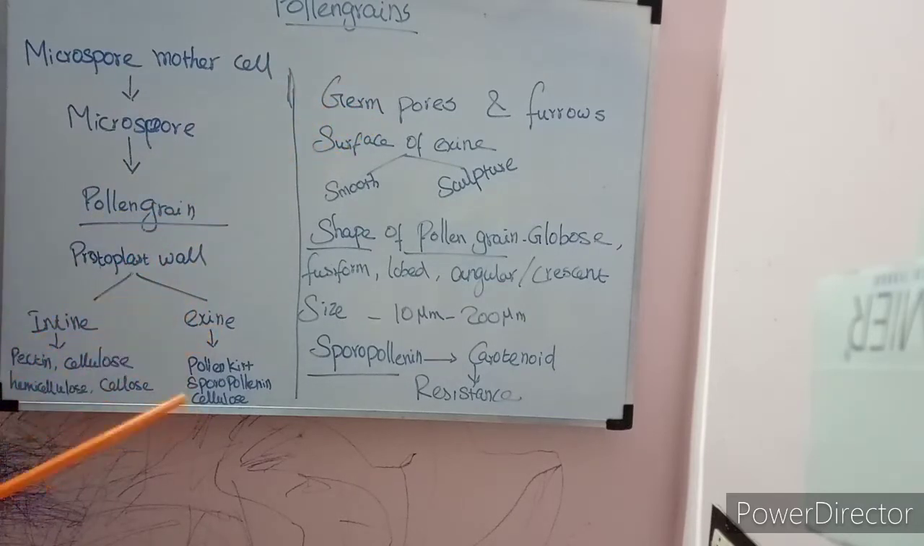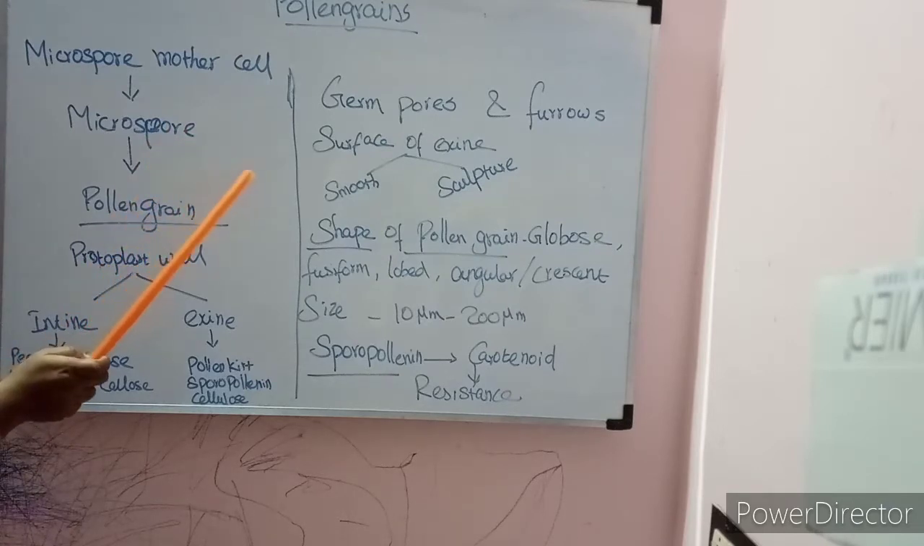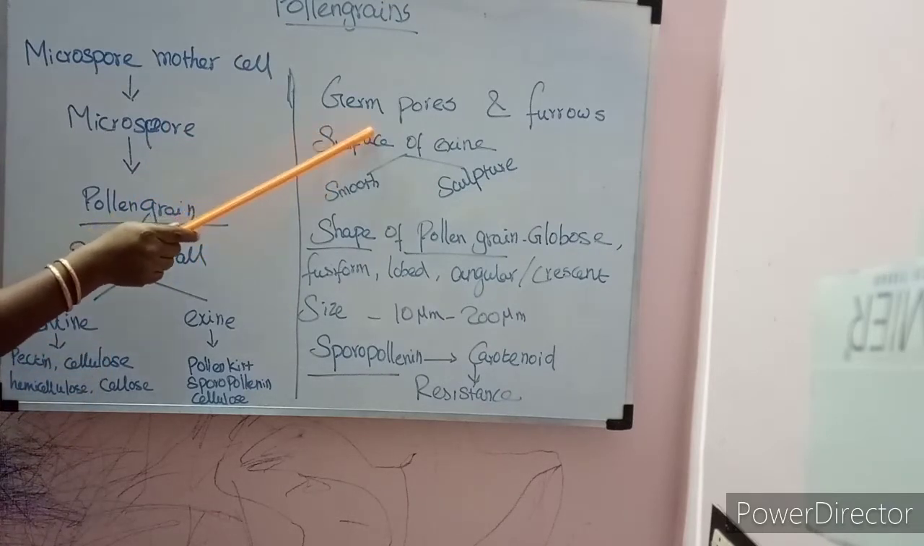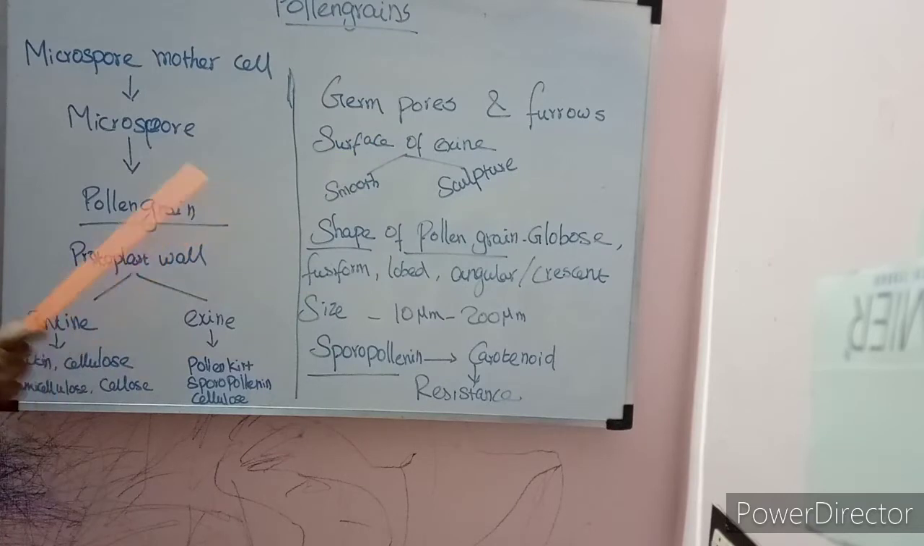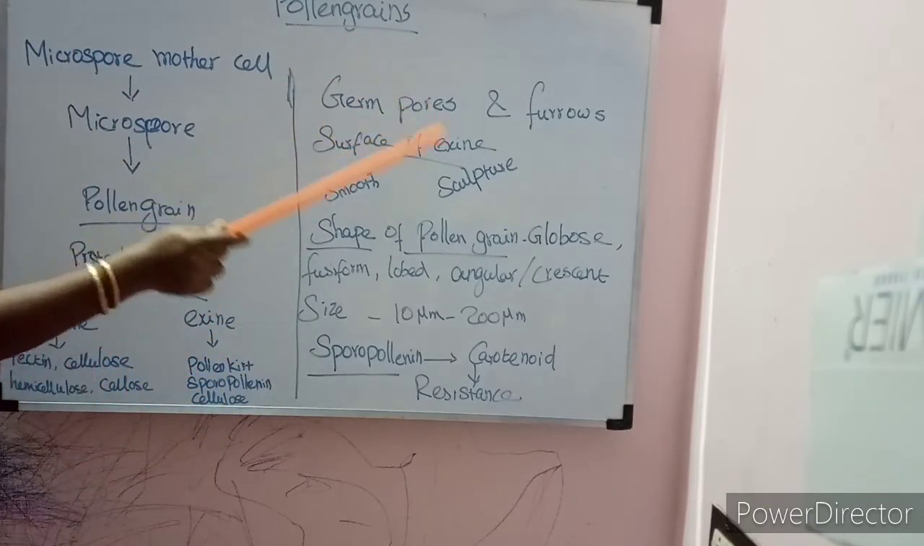Exine is thick in nature. So somewhere, in one place, it will be very thin, and if that spot is round like a hole, a small round structure, then that is called a germ pore. It may also be like elongated furrows. So exine has germ pores and furrows.